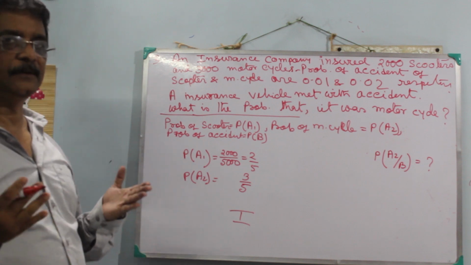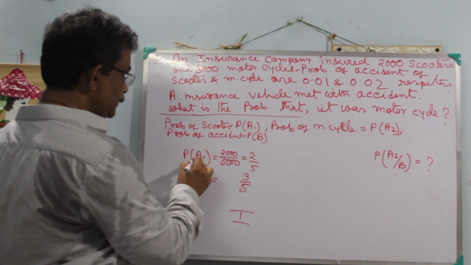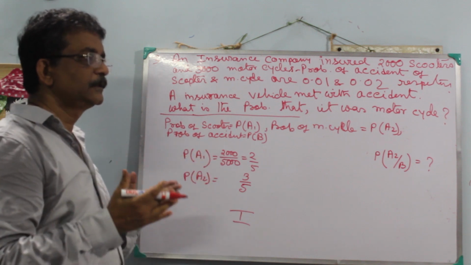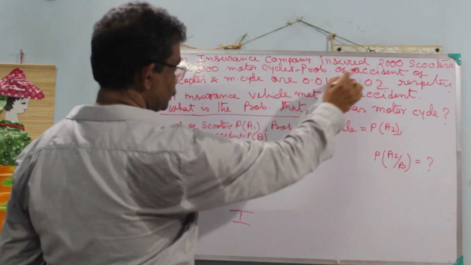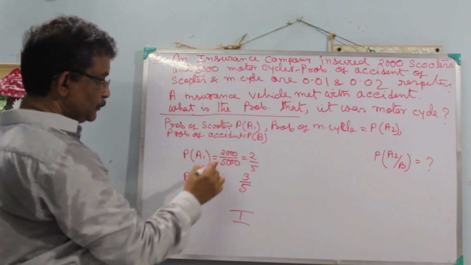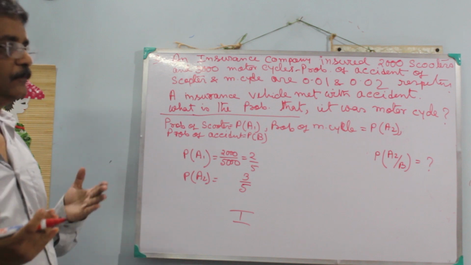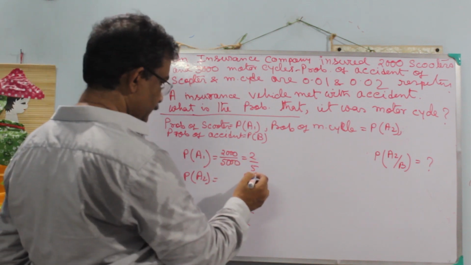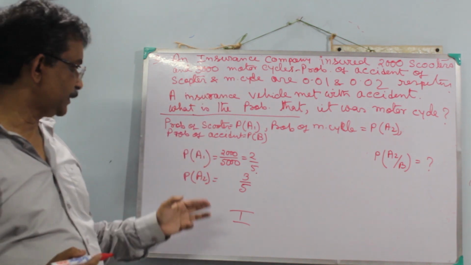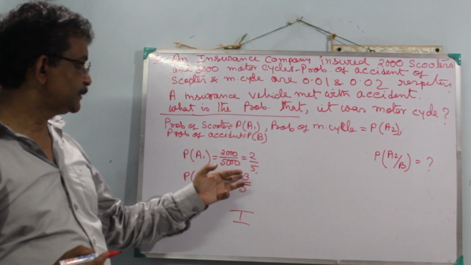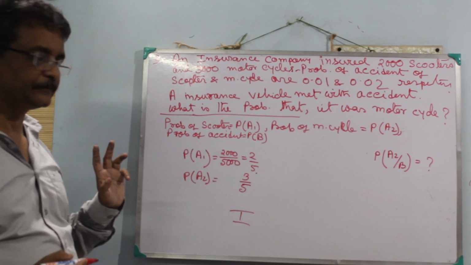So it is an application of Bayes theorem. So first, let A1 be the event that the insured vehicle is a scooter. So out of 5,000, 2,000 are scooters. The probability that an insured vehicle is a scooter is 2 by 5. And so the probability of the insured vehicle being a motorcycle, A2, is 3 by 5, 1 minus 2 by 5, or 3000 by 5000, total 1.